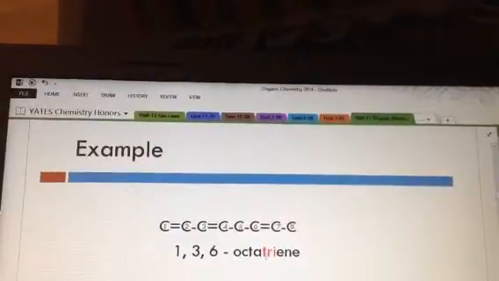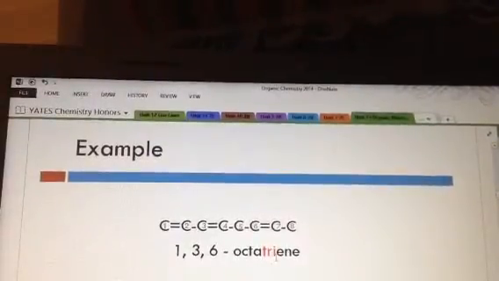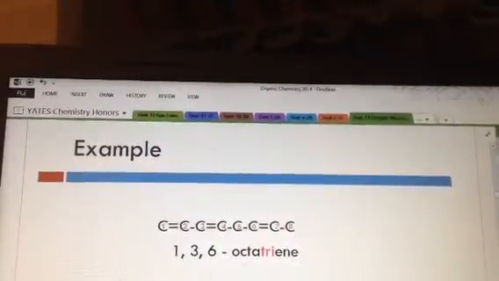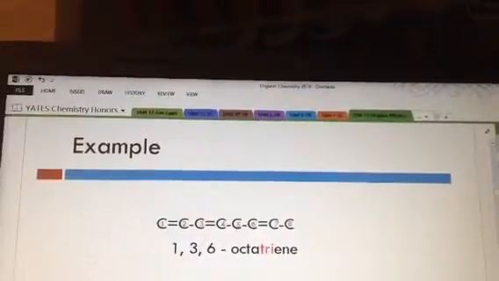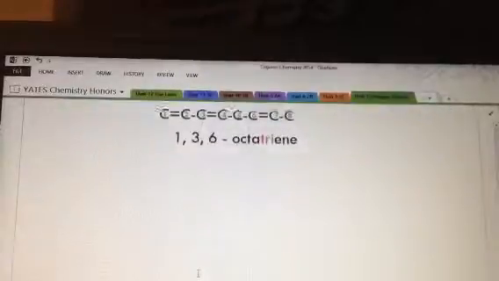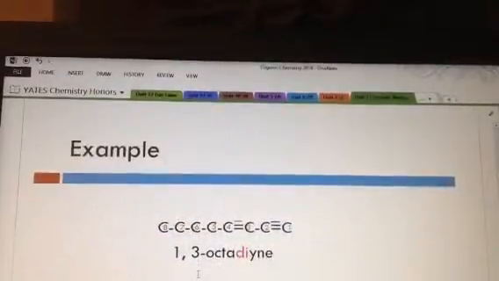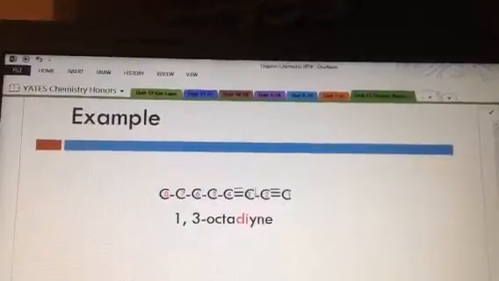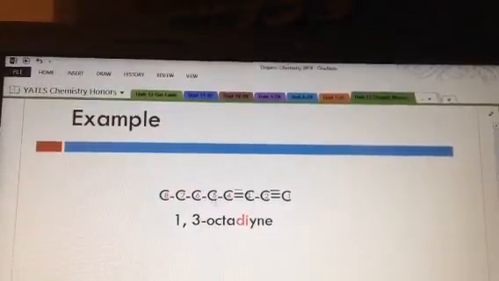That's the octa. The tri is letting me know that I have 3 double bonds. So 1, 3, 6, octa, tri, ene. Another example, 1, 3, octa, di, yne.